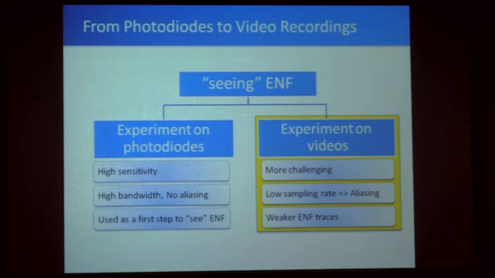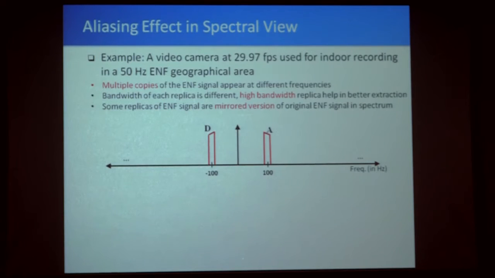And now let's look at a real video camera to see whether our CCD and CMOS camera sensors are sensitive enough to sense the ENF, and also we need to deal with the aliasing. Most of today's video cameras will sense about 30 frames per second or below it.